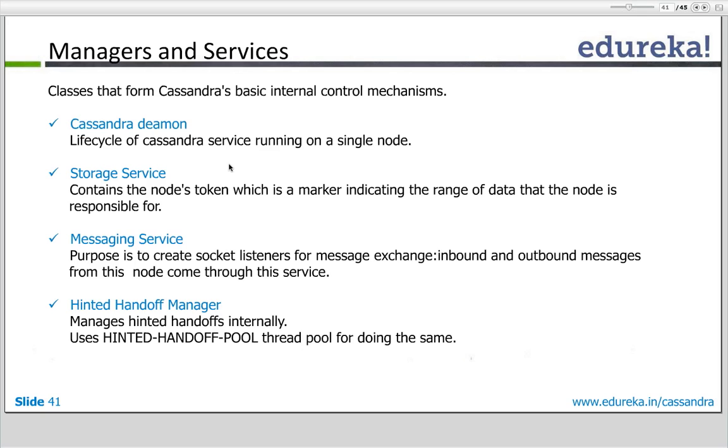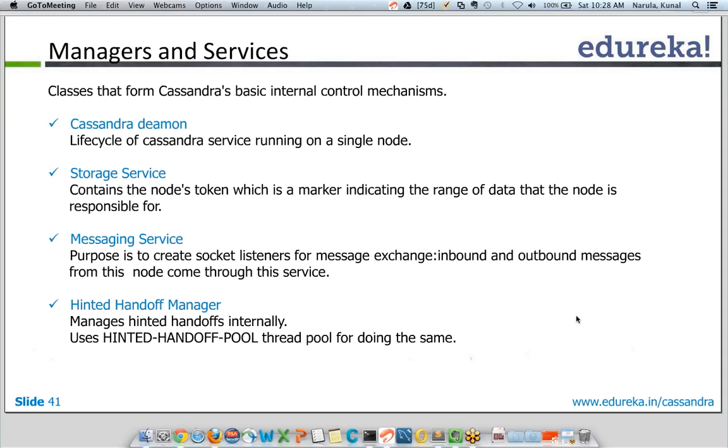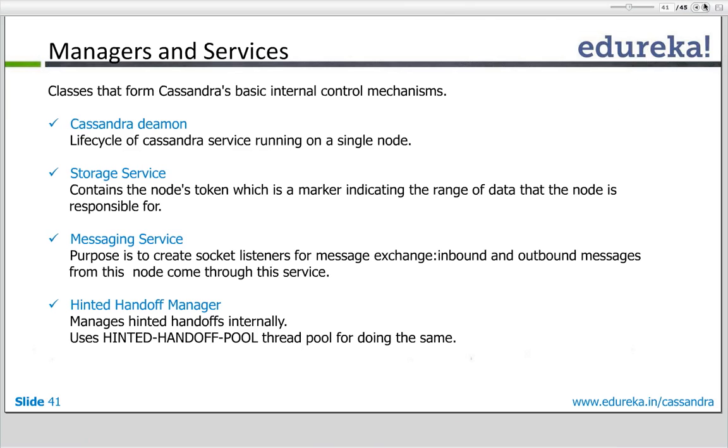Then the third thing is the messaging service. Different nodes talk to each other for different purposes, such as getting the replicas and getting heartbeat information. There are many inbound and outbound messages which are taken care of by the messaging service. All the information that is exchanged between two nodes happens through the messaging service. Then there's something called the hinted handoff manager. This service manages the hinted handoffs internally. It has a separate hinted handoff thread pool for doing the same. So this is, on a high level, the Cassandra management services.